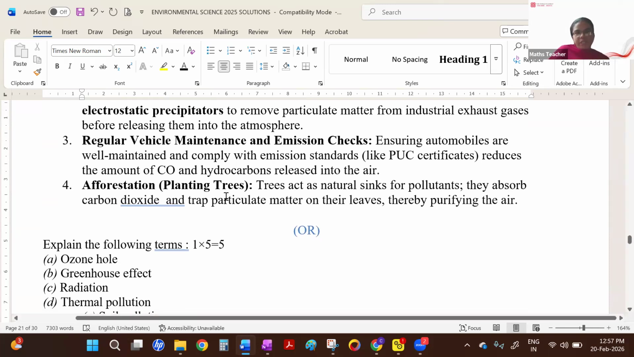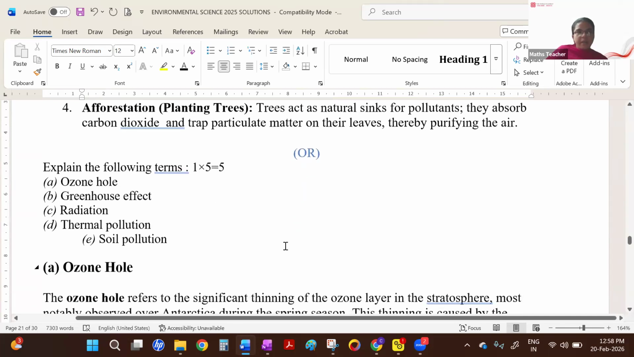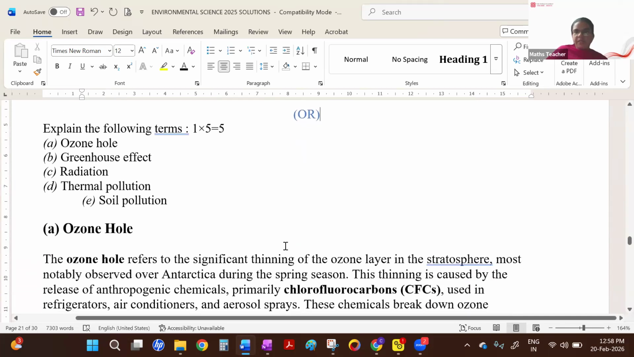And another thing is afforestation. What is afforestation? We should try to plant as many trees as possible, because trees act as a carbon dioxide sink. What is meant by carbon dioxide sink? Trees absorb carbon dioxide, because all plants need carbon dioxide for photosynthesis, right? And they will also trap particulate matter on their leaves. That way they purify the air. So that is another method.